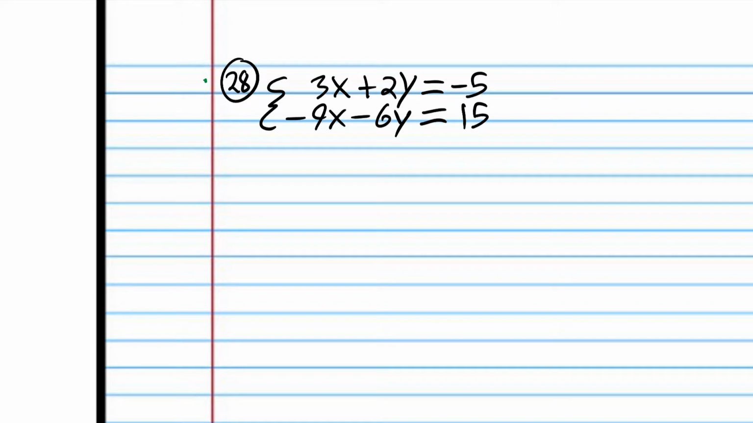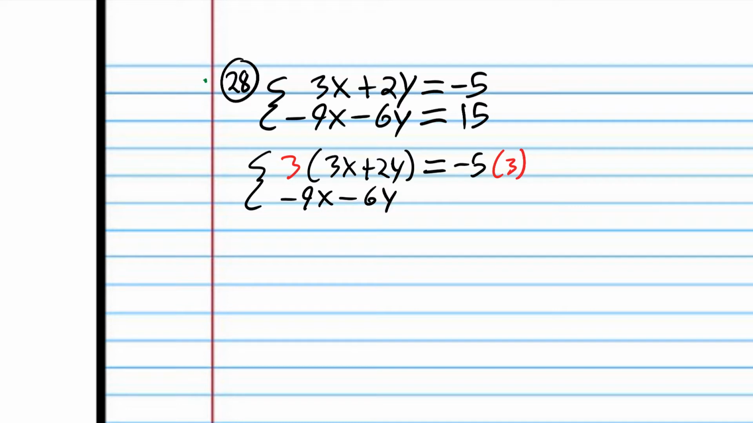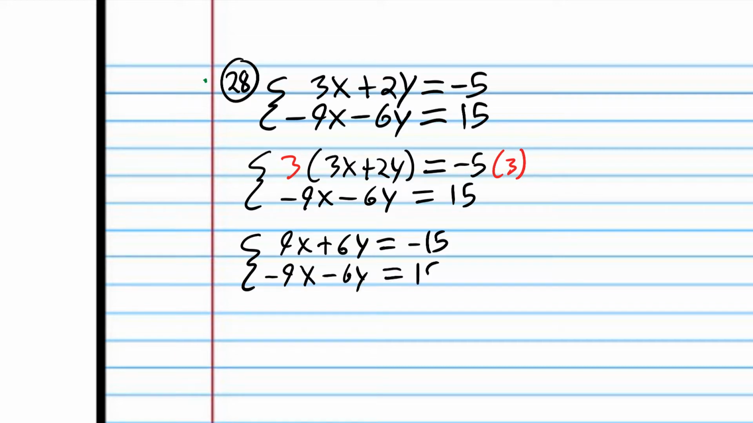All right, we're back. So I'm going to multiply the top equation by 3, or you can multiply it by negative 3. It doesn't really matter. It just depends on how you want to do it. And then I know you don't want to do it, but we have to rewrite the bottom equation. And we get 9x plus 6y is equal to negative 15. And negative 9x minus 6y is equal to 15.